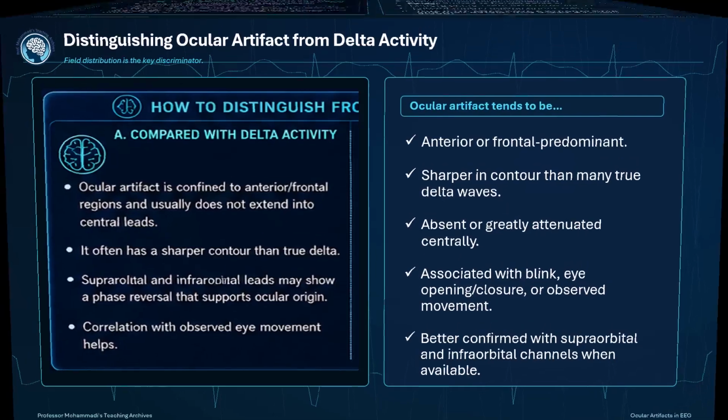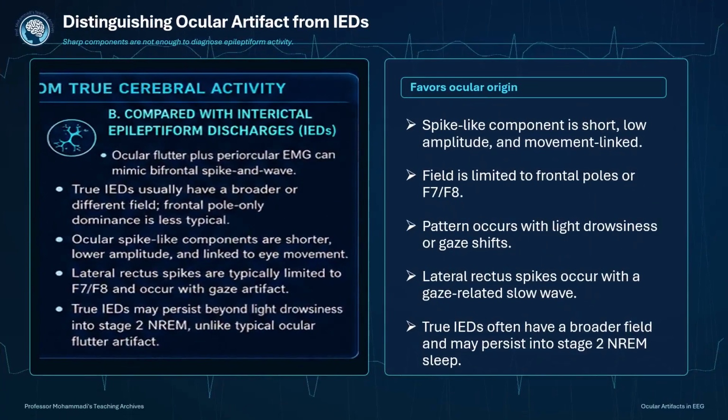Next slide, please. Sharpness alone is not enough to diagnose epileptiform activity. Ocular flutter with periocular EMG may resemble spike and wave, and lateral rectus spikes may resemble anterior temporal interictal epileptiform discharges. The decision should be based on field, repetition, state, and the relationship to eye movement. True interictal discharges usually have a broader field and may persist into stage 2 non-REM sleep, whereas many ocular mimics remain tied to eye behavior and light drowsiness.